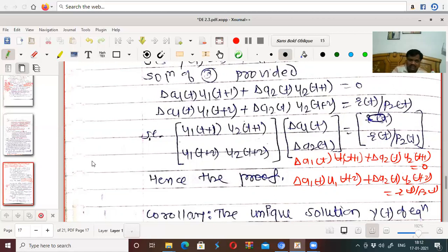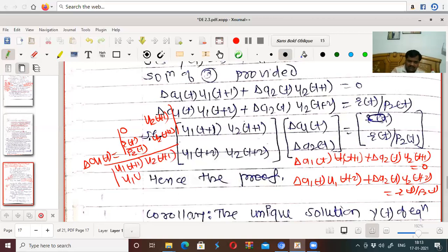From this, we know that delta a1(t) is given by the determinant where the first column will be replaced by 0, r(t) upon p2(t), and the second column is u2(t plus 1) and u2(t plus 2), divided by the determinant of coefficients. What is it? First row u1(t plus 1), u2(t plus 1). Second row u1(t plus 2), u2(t plus 2).